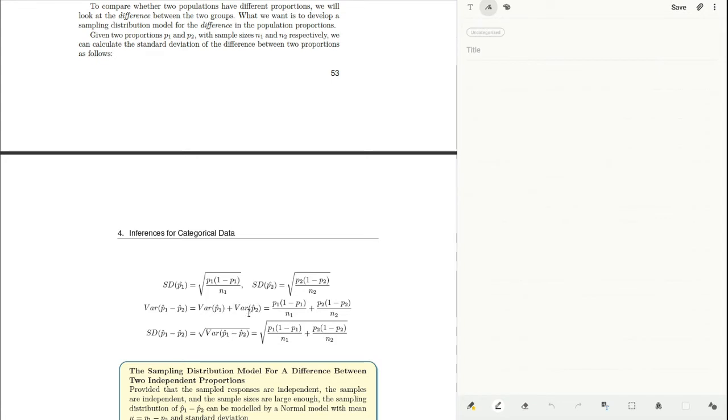And similarly, the variance of P2 is the square of the standard deviation. And a similar calculation shows that the variance will be P2 times 1 minus P2 all over N2. So this is the variance of the difference between P1 and P2. Now that we have the variance, we can find the standard deviation by taking the square root. And so the standard deviation for the difference between the two sample proportions will be given by this square root formula.